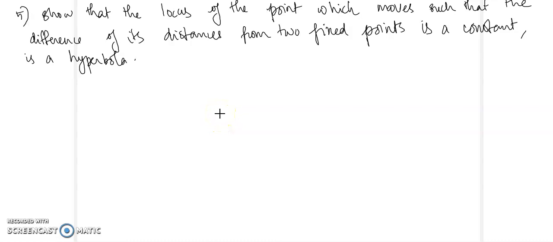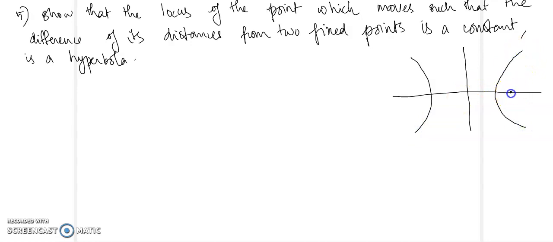The next problem is to show that the locus of the point which moves such that the difference of its distances from two fixed points is a constant is a hyperbola. Okay, so you are given two fixed points and a constant distance. The two fixed points will be the foci, that will be ae, 0 and minus ae, 0, and let us consider any point on the hyperbola.